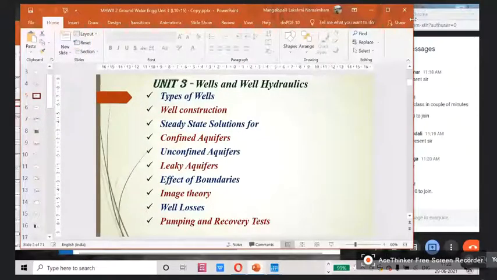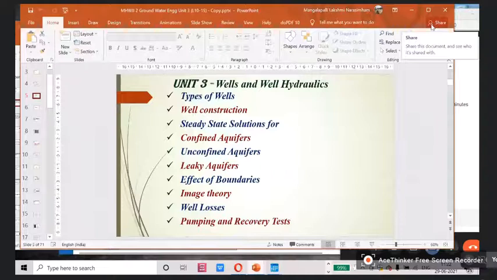Third unit. In fact, this should have been divided into two units. One is the types of wells, well construction, and well development maintenance. Then the other part, the steady state solutions for confined aquifer, unconfined aquifer, leaky aquifer, effect of boundaries.